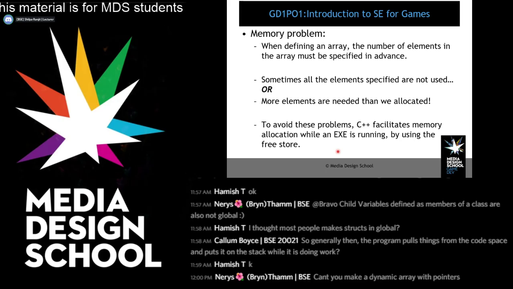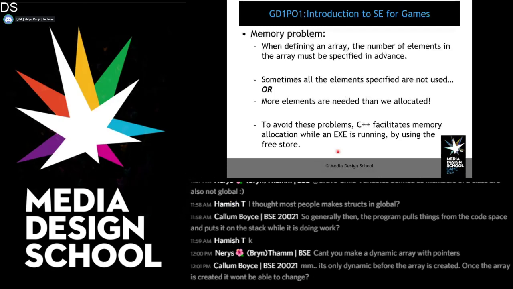So Neris, can't you make a dynamic array with pointers? Yeah, that's what we're going to be discussing now. We are going to be allocating memory to solve this problem. So only dynamic. Once the array is created, it won't be able to change. No, that's the problem with arrays. Whenever arrays get created, you won't be able to change the size of the array. So that's the reason we have to look for an alternative solution, right?